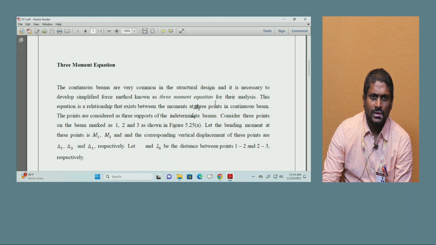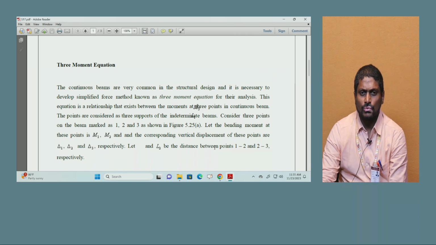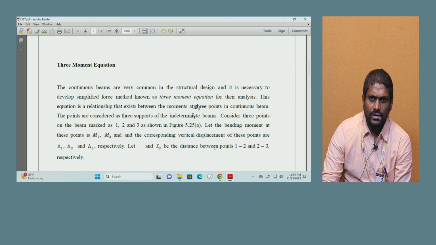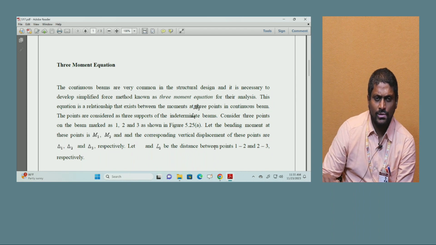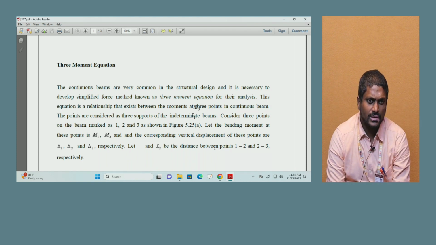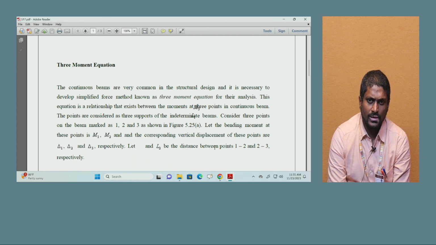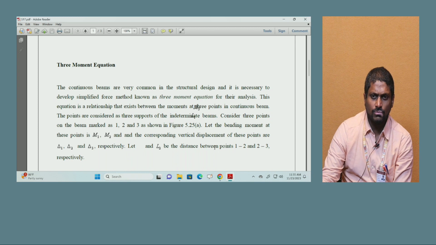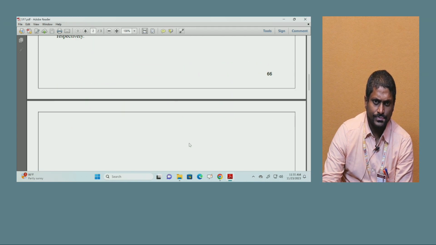This equation is a relationship that exists between the moments at 3 points in a continuous beam. The points are considered as three supports of the intermediate beams. Consider 3 points on the beam marked as 1, 2 and 3 as shown in the figure. Let the bending moments at these points be M1, M2, M3, and the corresponding vertical displacements of these points be delta 1, delta 2 and delta 3 respectively. Let L1 and L2 be the distances between points 1 and 2, and 2 and 3 respectively.